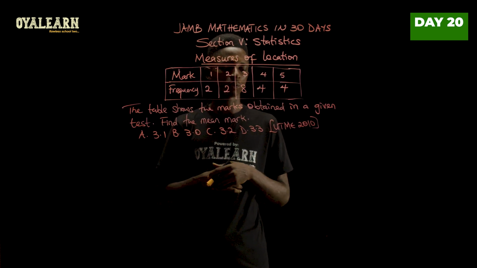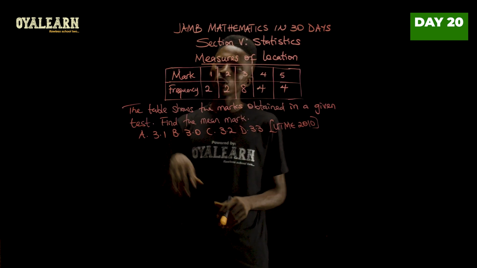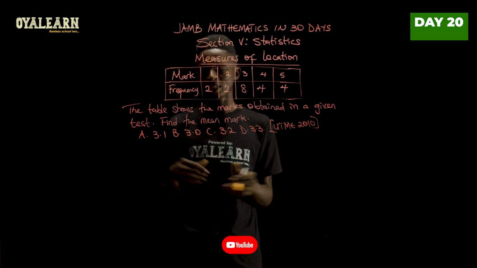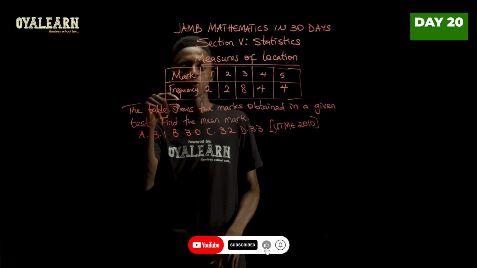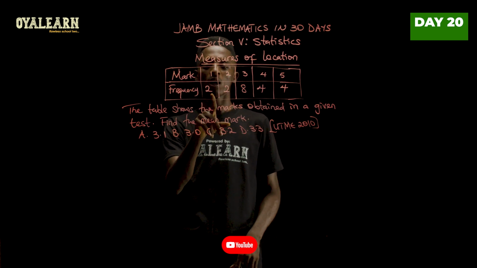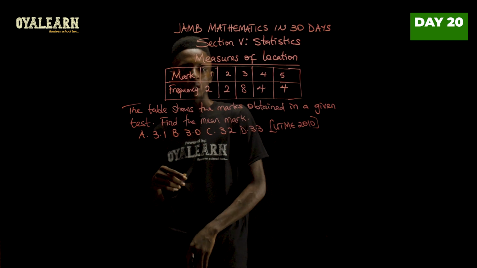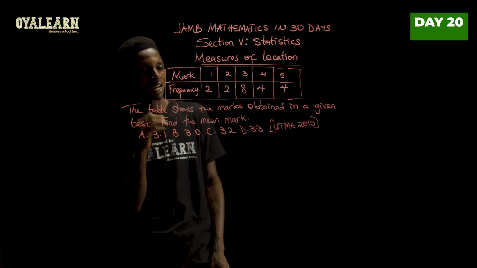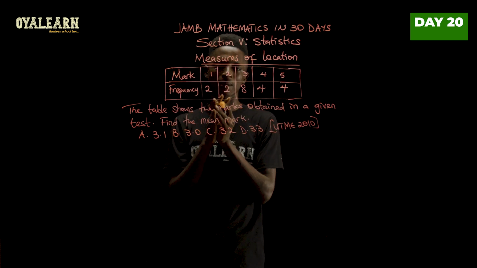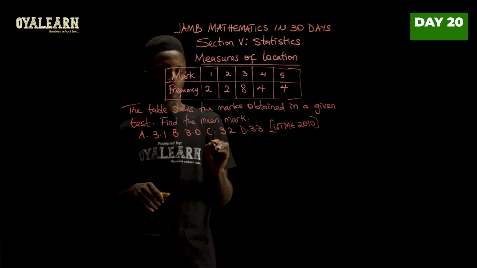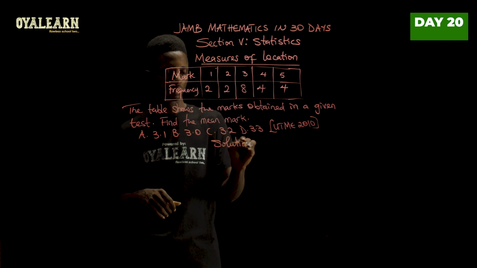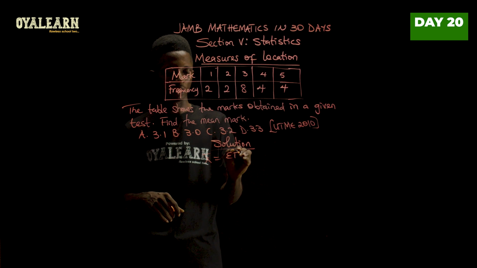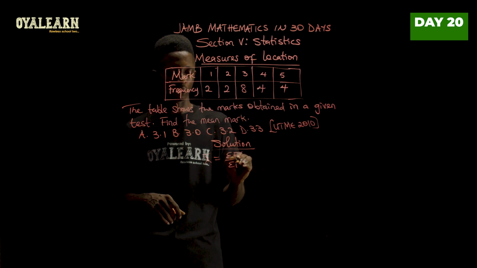In this question from 2010 UTME, we're told that this table here shows the marks obtained in a given test. We can see the mark and the frequency, that is the marks and the number of people who scored those marks. So we are to find the mean mark, that is the average mark of this set of data. Now, to solve this, we're going to apply x bar equals summation fx over summation f.